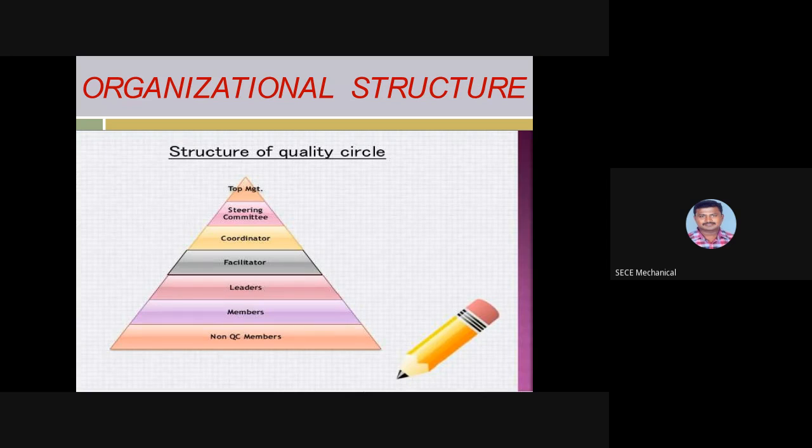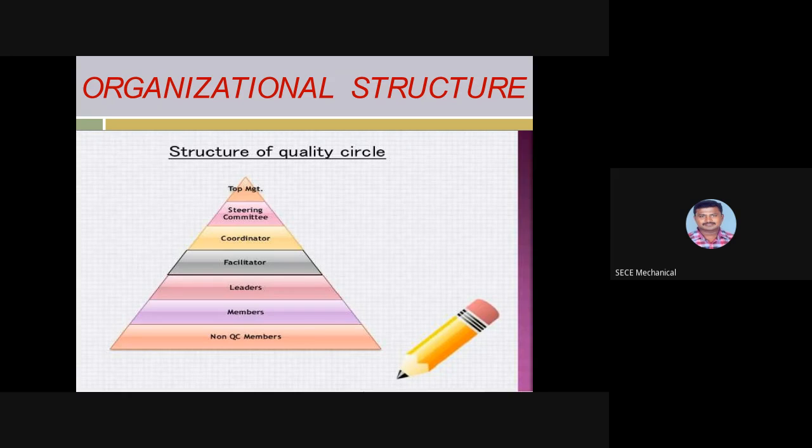Okay, and next is the structure of quality circle. Structure of quality circle. So just you look into this slide. This is the structure of quality circle. Okay, all this structure from top management to non-QC members.